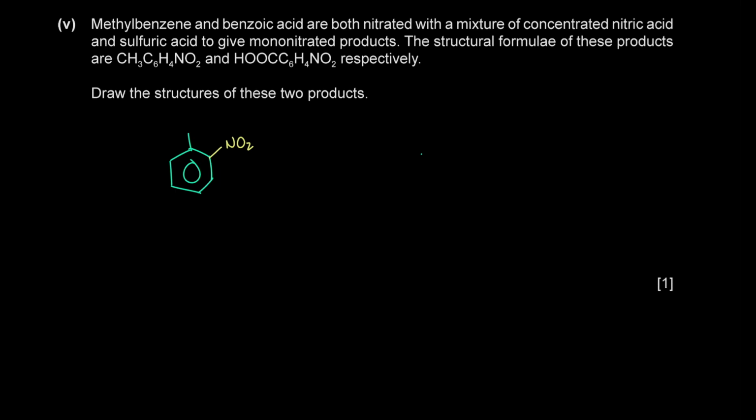And then when we talk about benzoic acid, the carboxylic acid group is a 3 directing group. So if we nitrate this to get nitrobenzoic acid, we're going to get 3-nitrobenzoic acid. The nitro group will go on position 3. Again, this group will determine where the nitro group will go. It's a 3 directing group, hence we get 3-nitrobenzoic acid.